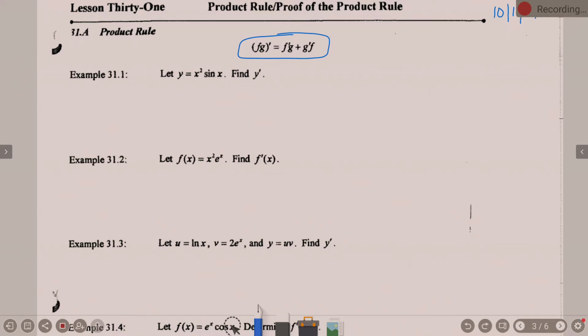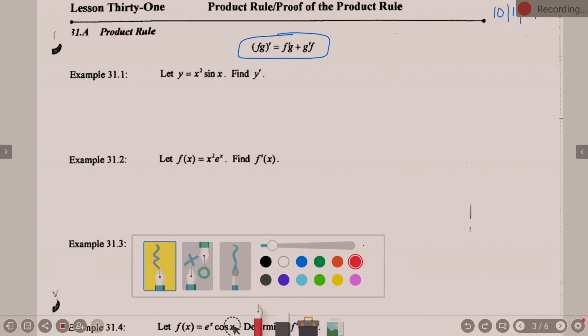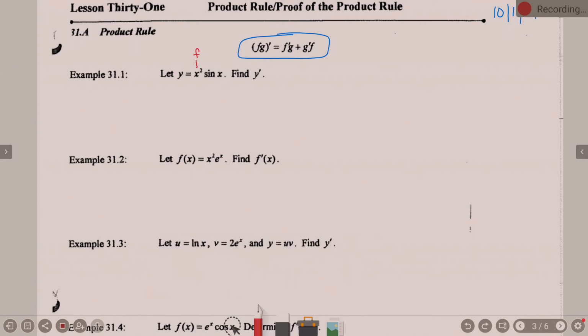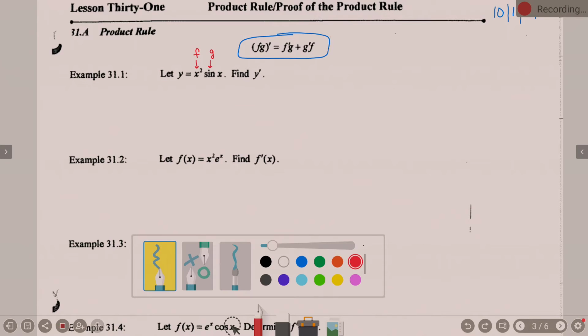Example 1. Let y equals x squared sine x, and they want us to find y prime. I think what might be helpful is to think about what represents f and what represents g. In your brains, what is f? And what is g? Sine x. So if we follow this, it's f prime g, derivative of f, keep g, plus g prime f, derivative of g, keep f.